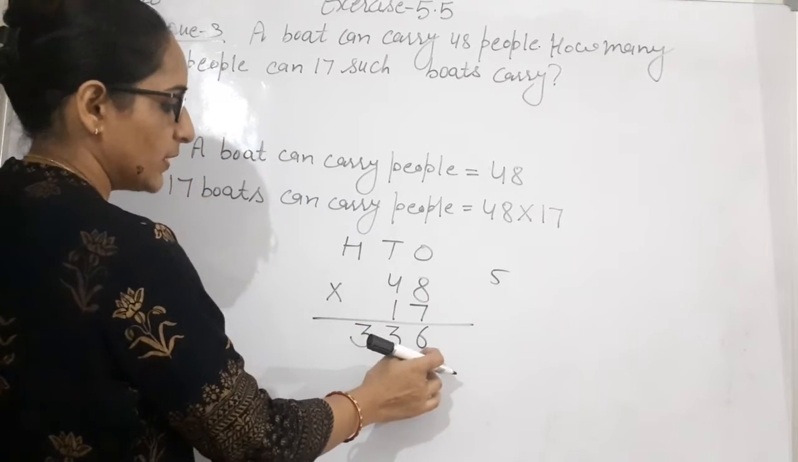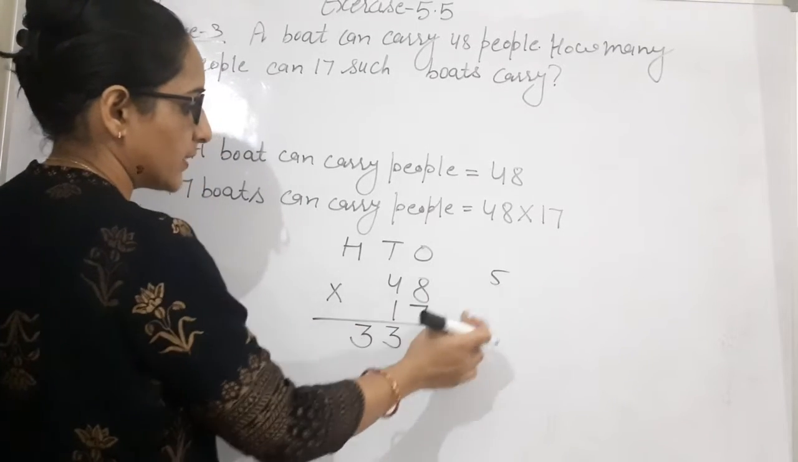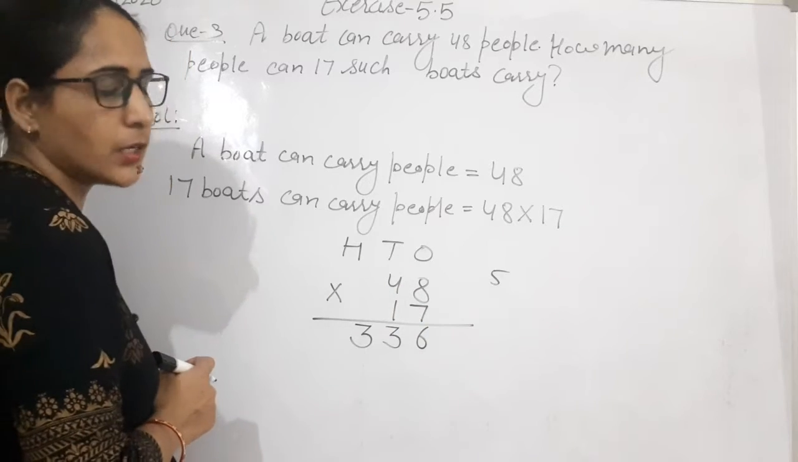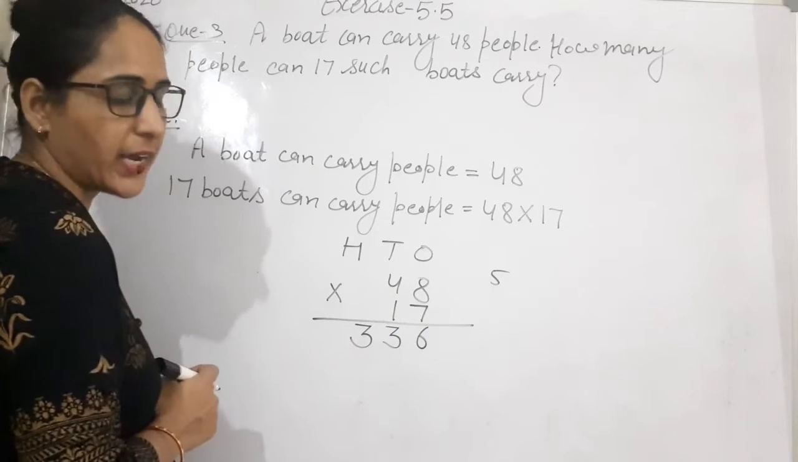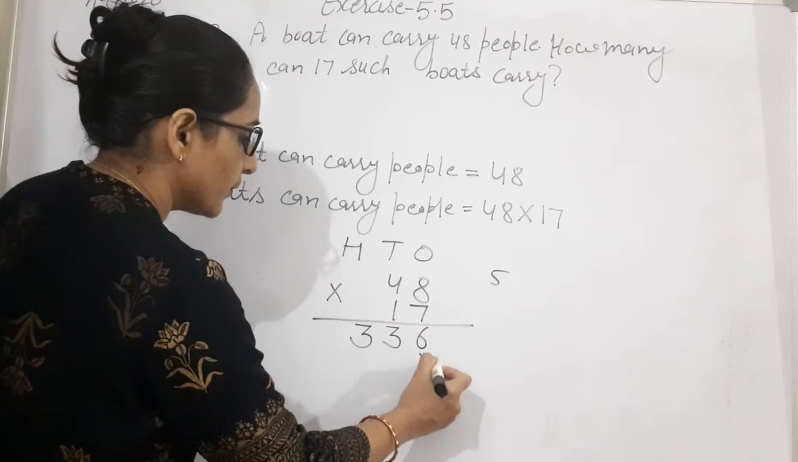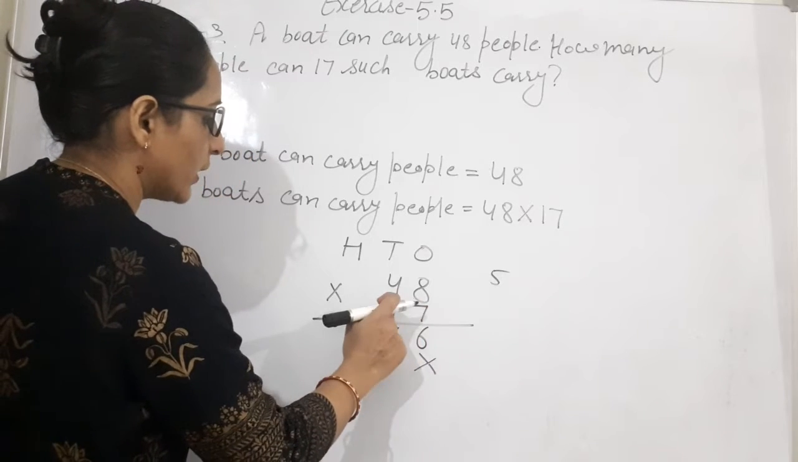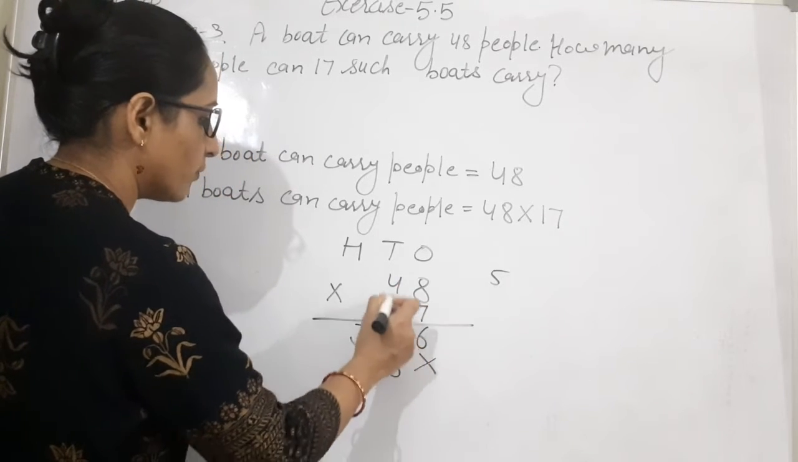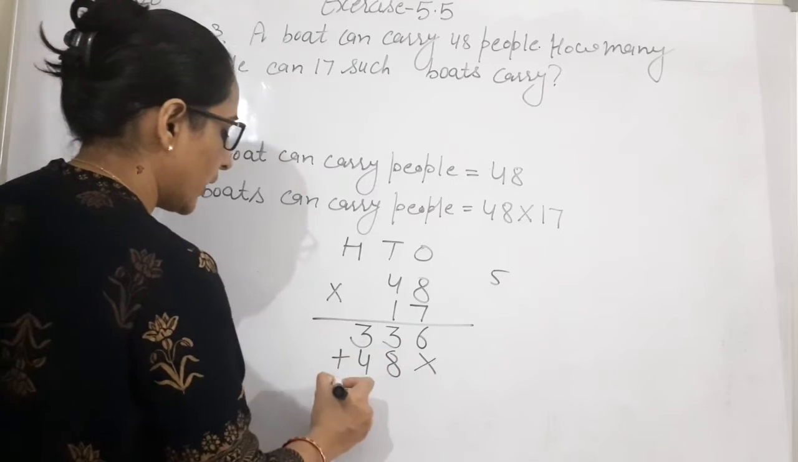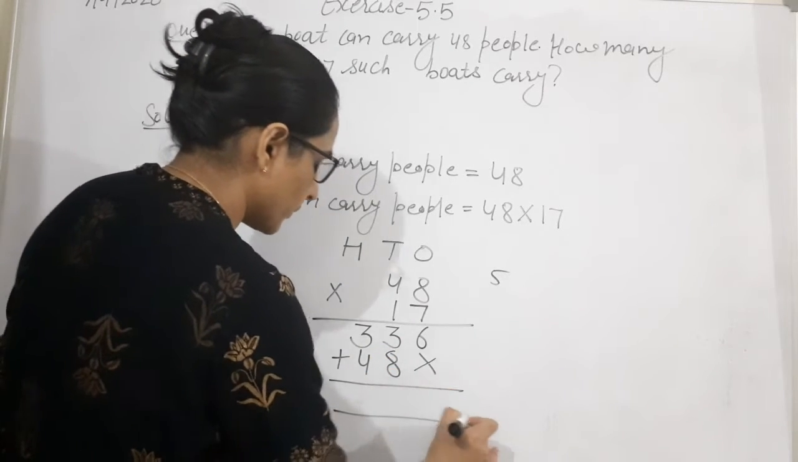Clear? 7 8s are 56. We write 6 here, 5 as carry. 7 4s are 28. 28 plus 5 is 33. Now multiply by 1. We know this very well. 1 8 is 8 and 1 4 is 4. Now add both the numbers.